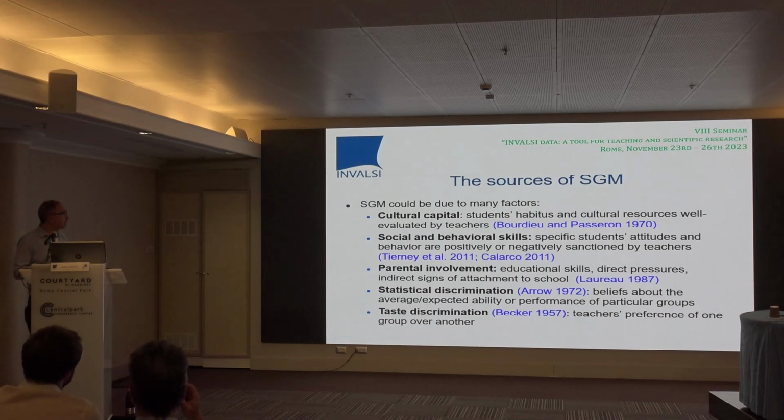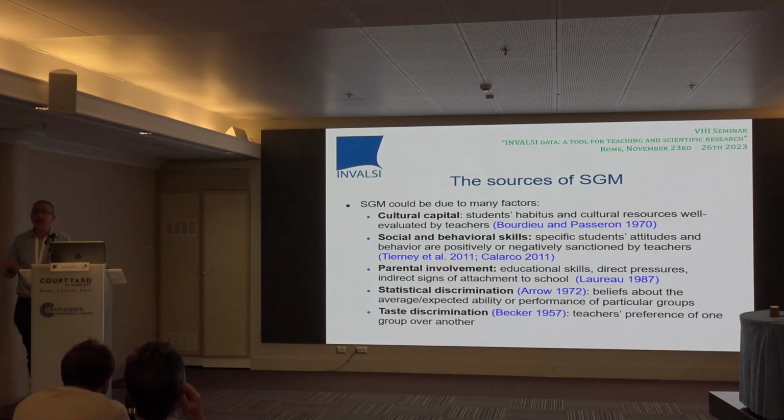Social and behavioral skills refer to more specific students' attitudes and behavior, which are usually positively or negatively sanctioned by teachers. So teachers can decide to give a premium to students who behave well in the classroom, even if they have the same ability as others, because they make their life easier, they allow the class to proceed well, and so on. Another important source behind this could be parental involvement.